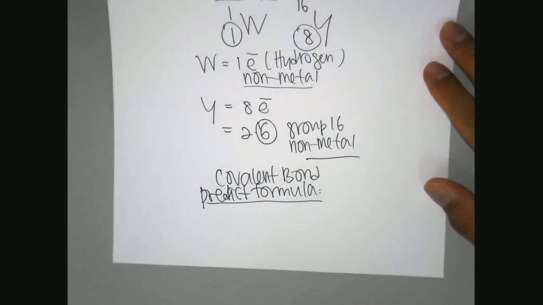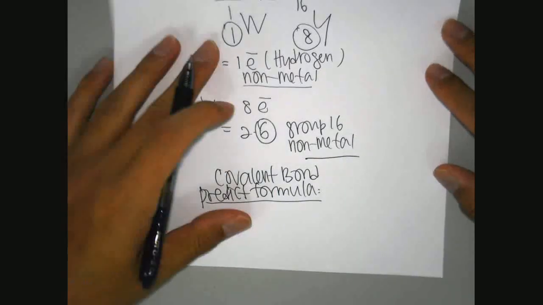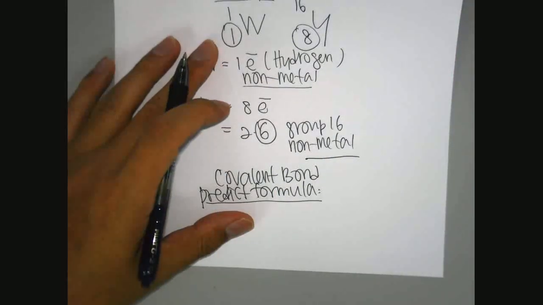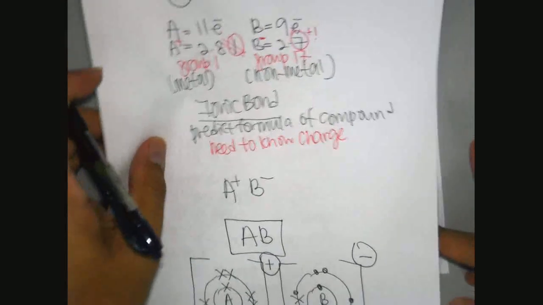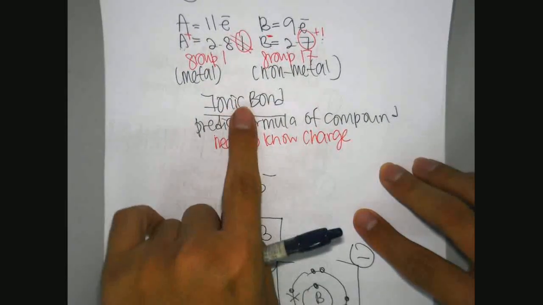Okay, so guys, you have to be a bit careful here. The method for us to predict the formula for ionic compound and covalent compound is slightly different. For ionic compound, when we want to predict the formula, we need to know the charge. I repeat, for ionic compound, if we want to predict the formula, we need to know the charge, okay? Just like what we did just now. We need to know the charge, then only we can predict the formula, alright?